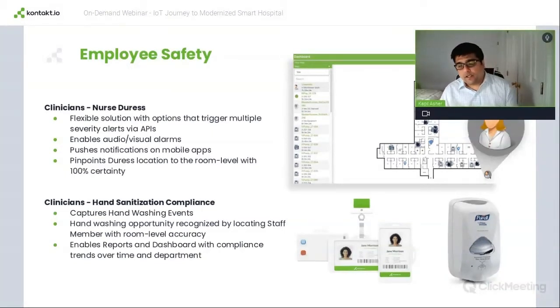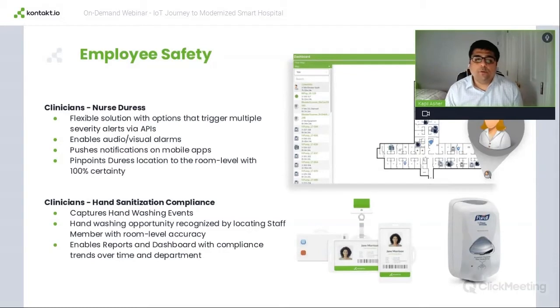And then the other part of employee safety, and I think this is more driven by regulations more than the employee safety aspect of it, is hand sanitization. So we are helping with recognizing and identifying opportunities of hand washing, which are laid out by Joint Commission and Leapfrog organizations. And then we are recognizing when a hand washing event happens. So the proximity of the dispenser with the badge and when the dispenser was dispensed, we are capturing all of that. And we're creating an algorithm to show if an opportunity was missed or not, right?